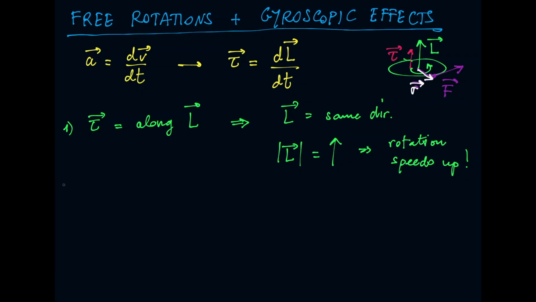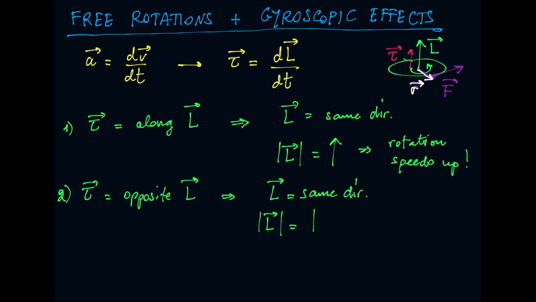Wonderful. Second case is where tau is opposite to the angular momentum, and you already know what I'm about to say. Same direction, and the magnitude decreases, so the rotation slows down.